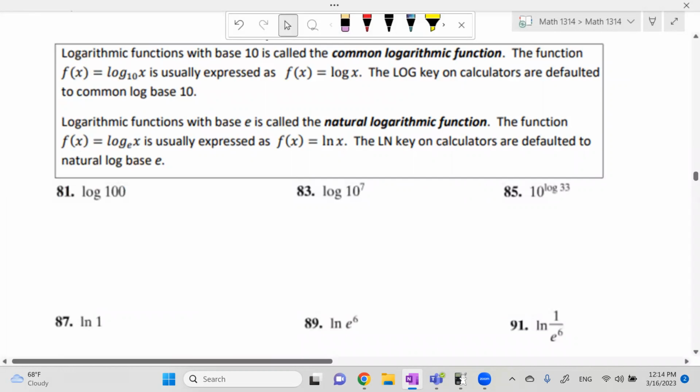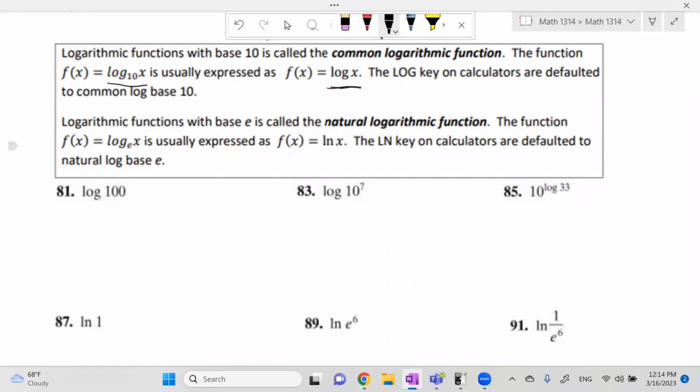Logarithmic functions with base 10 we call the common logarithm function. So most of the time we just ignore the 10. If we have log base 10 of x, we just say log x without saying log base 10. We call this the common logarithmic function. If the base is e, we call this form the natural logarithm function. We have log base e of x, but normally we will say this is ln x. The ln key on the calculator is defaulted to natural log, base e.